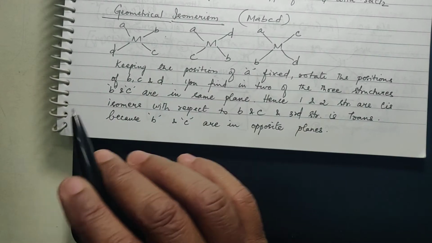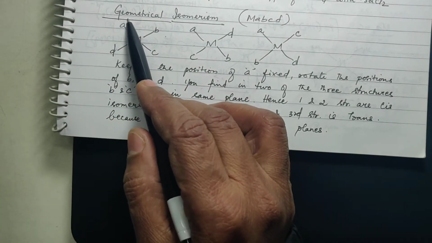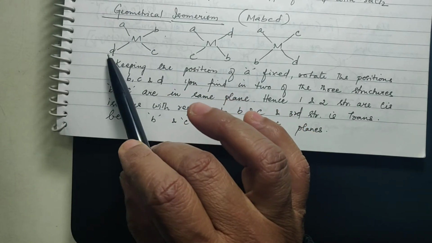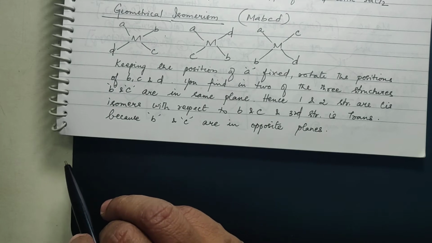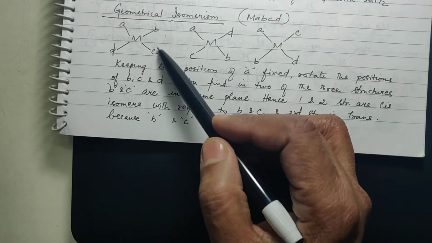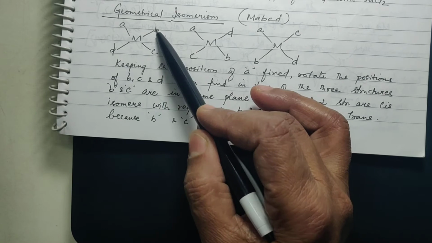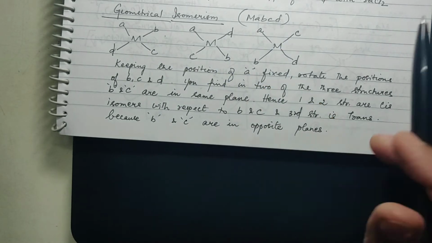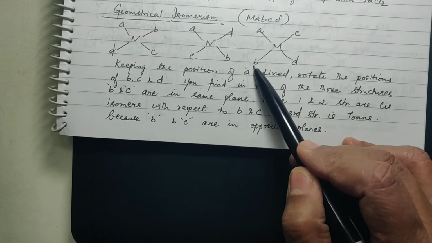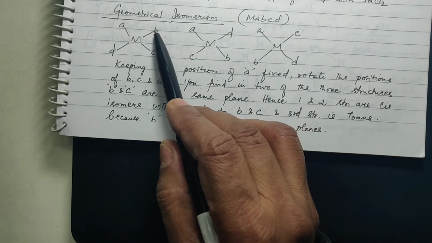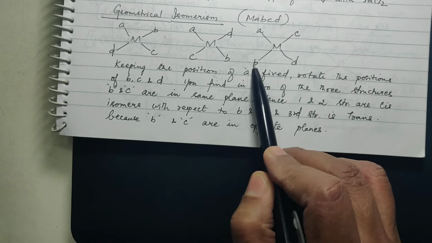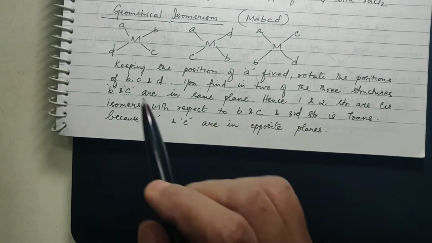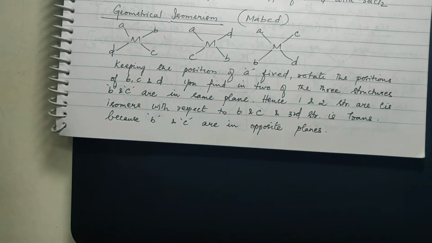Now what I have done, keeping the position of A fixed, I am going to rotate the position of B, C and D. So I brought B here, C here and D there. That's what I've got. Then in the next position, C, D, B. B was here and then here. Simultaneously C and D are also changed, but I have kept the position of A the same.